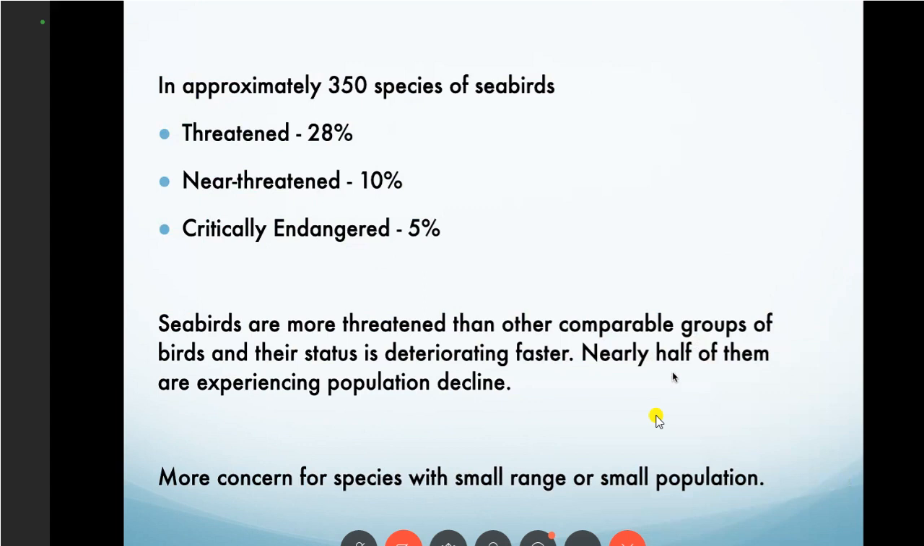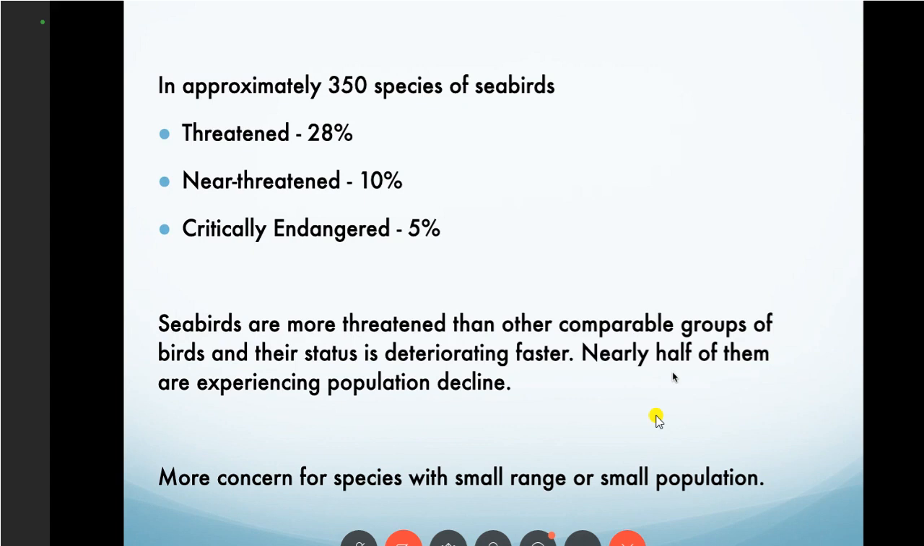So as we discussed, we have approximately 350 species of seabirds. These are some IUCN numbers that I could find. They're slightly old. I couldn't find anything latest, but these are the numbers that are there. Around 28% of them are threatened, 10% of them are near threatened, and 5% are critically endangered. Nearly half, 50%, of these seabirds are experiencing population decline. The decline is very obvious in some birds and not as obvious in others.